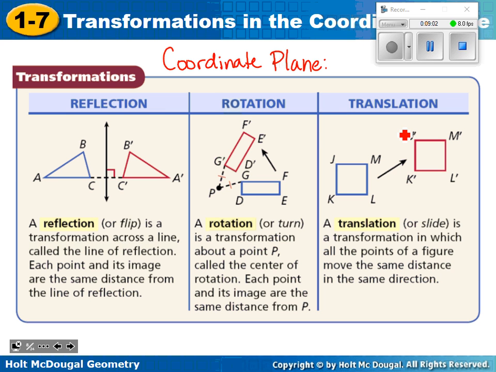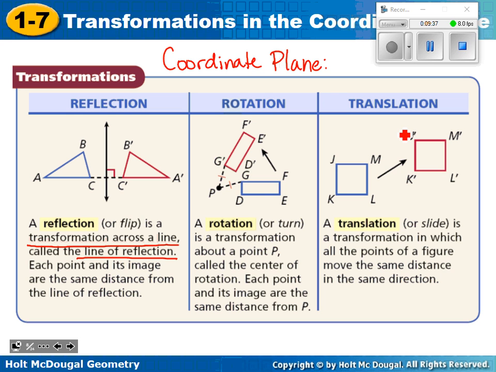So first we'll start with reflection. A reflection, which we know is called a flip, but we're not going to use that baby word anymore. We're going to call it a reflection. A reflection is a transformation across a line. That line could be the y-axis. That line could be the x-axis. That line could be a diagonal line. That line could be a horizontal line somewhere else other than the x-axis. It could be a vertical line somewhere other than the y-axis. But it is across a line. That line is called the line of reflection.